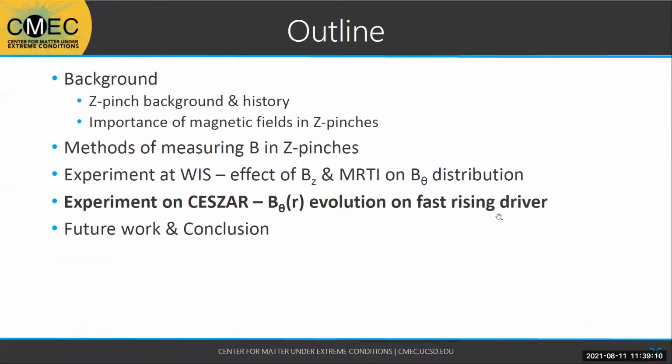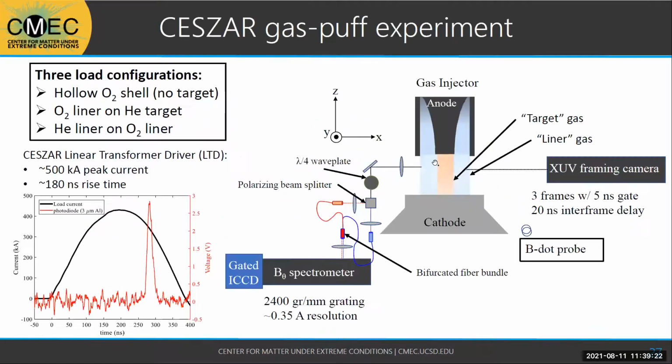So next and lastly, I'm going to talk about the experiments that we've done on the CESZAR LTD and see what kind of results we've gotten with a faster rising current driver. So again, this is the experimental setup that we have on CESZAR. The spectrometer arrangement is slightly different in terms of parameters, but the overall picture is the same. We have an imaging system with wave plates and a beam splitter cube to produce the same kind of results.